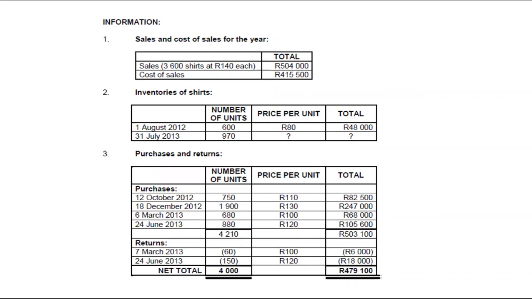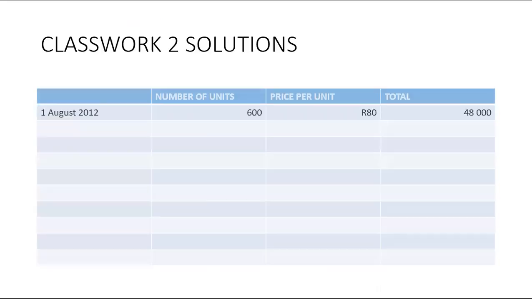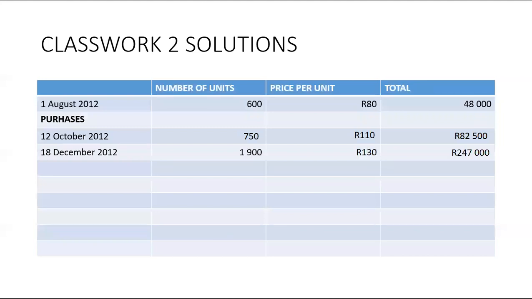Pay attention to your returns to realize that your returns were 60. That 60 will come from the 6th of March purchases, and the other one will be 150. That 150 will come from the 24th of June 2013 purchases. So out of 880 purchases, we will be left with 880 minus 150. So this is how we're going to calculate it.